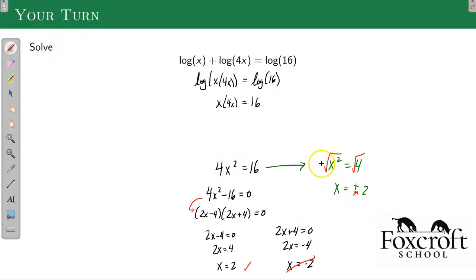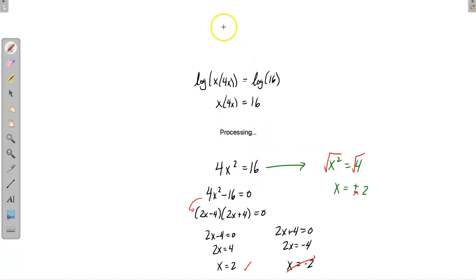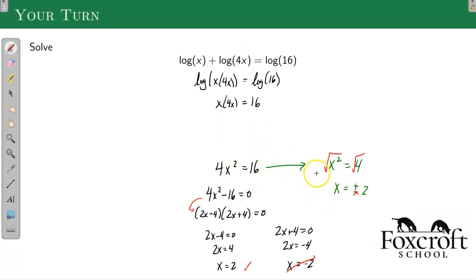But don't forget, you also have square roots as another method. You can only do that when there's no x term. So this one I can't do because of the x. When there's no x term, I could also use square roots as an alternative method.